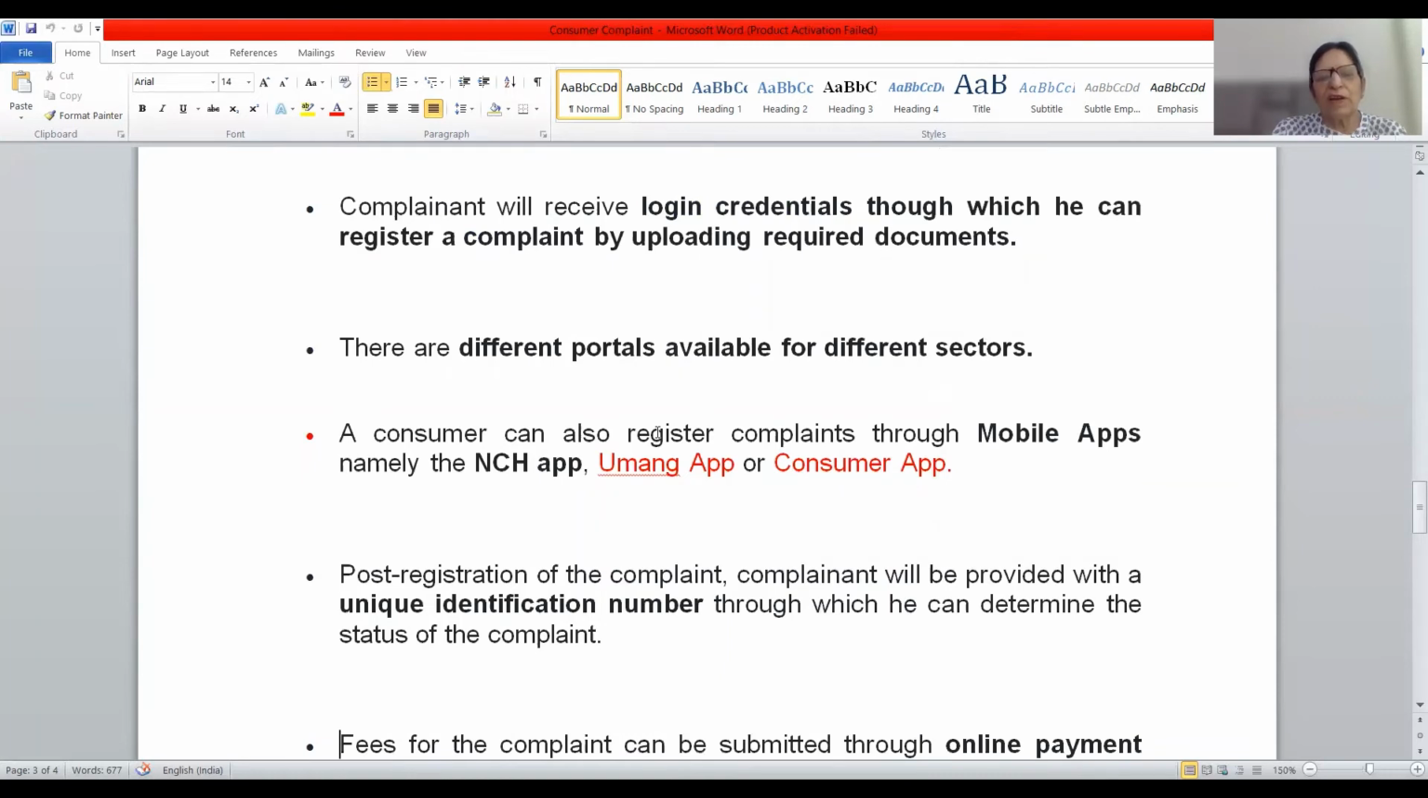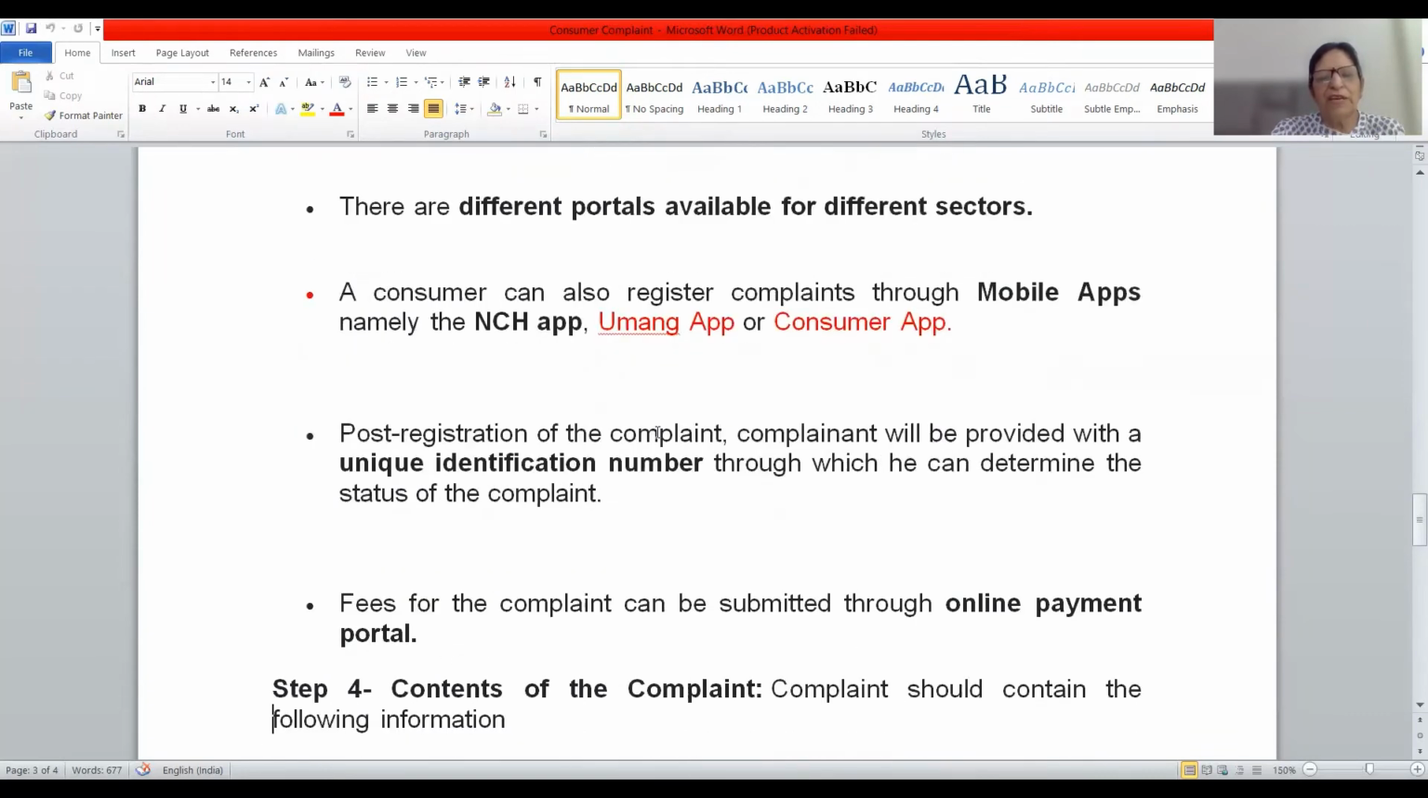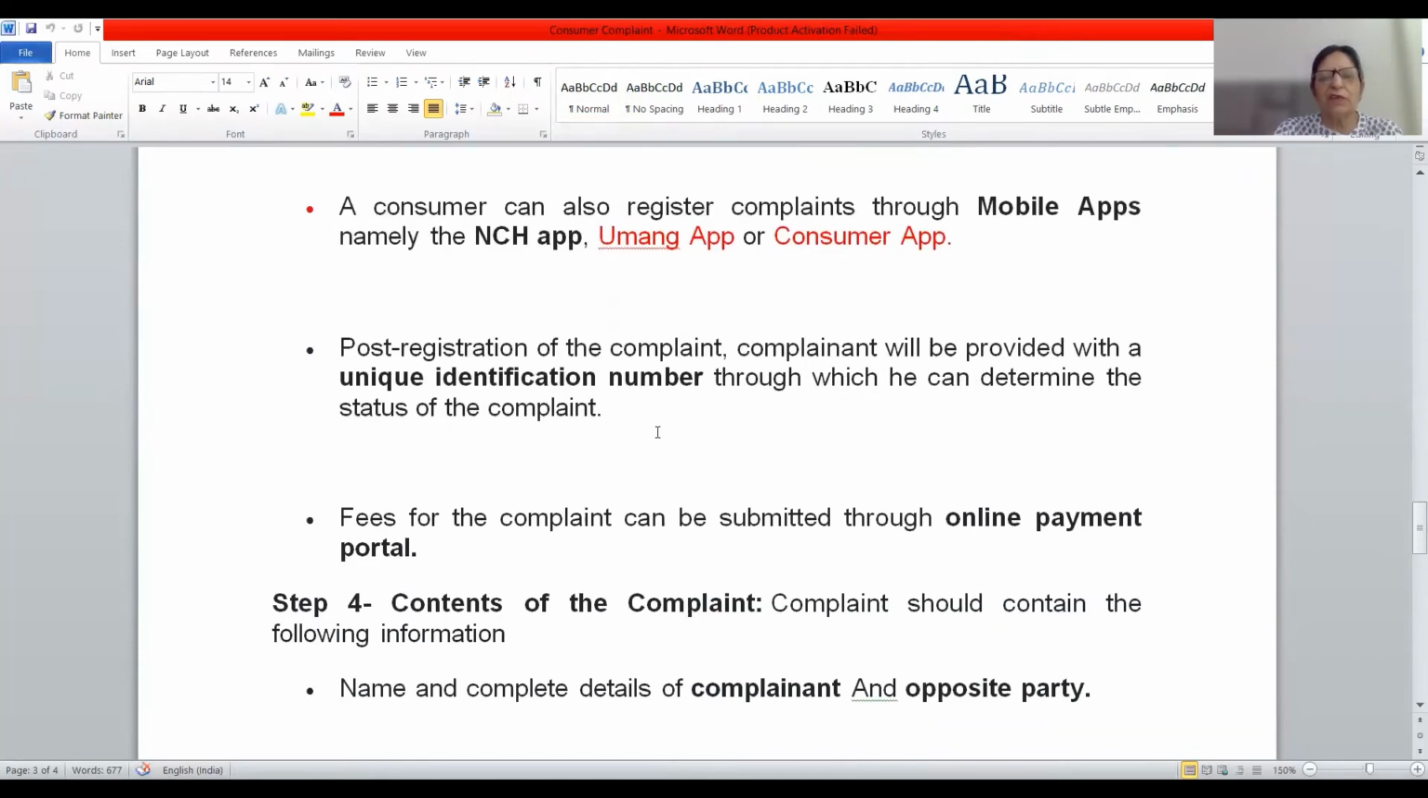After registration of the complaint, the complainant will be provided with a unique identification number through which he can determine the status of the complaint. So he can track at what stage the complaint is through this unique identification number. Fees for the complaint can be submitted through the online payment portal. Now this is all about step number 3.